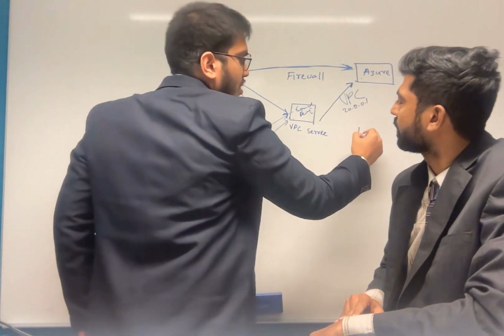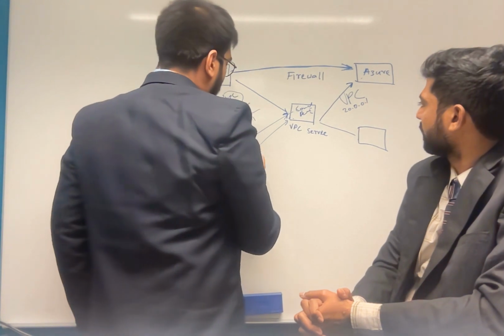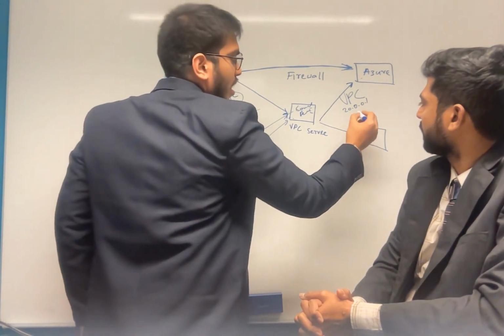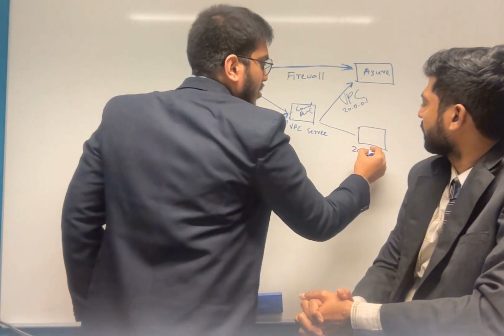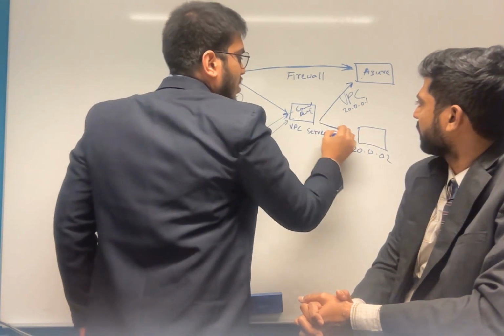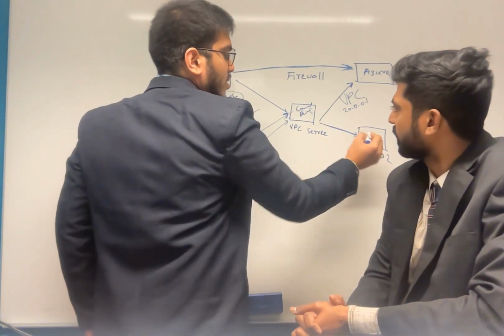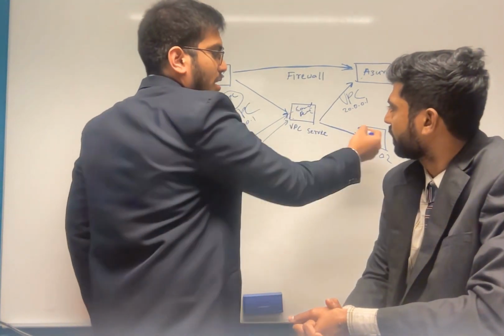If we have some new Azure target, say account 3 wants to reach out to a different target, 20.0.0.2, we just have to create a setup for this and open the firewall, and from account 3 we can reach out to target 2.